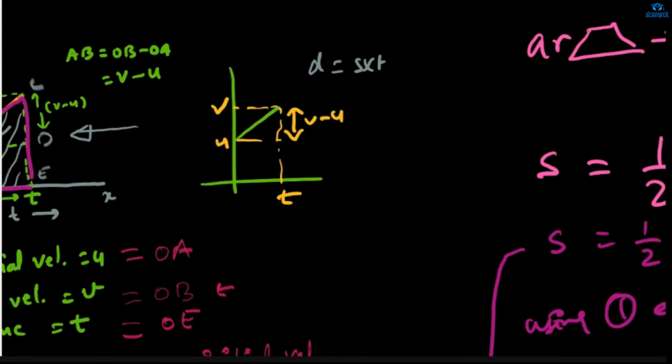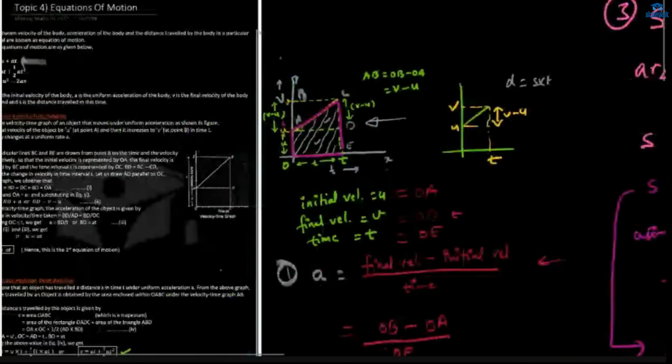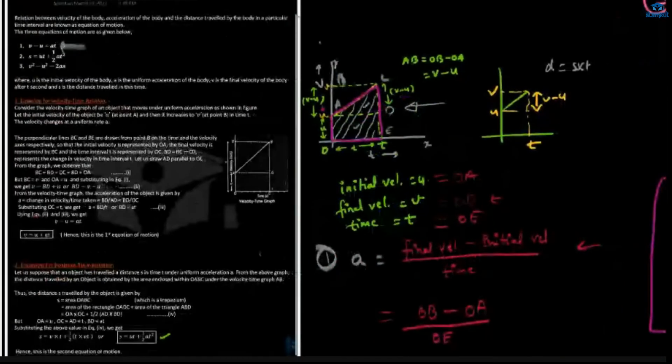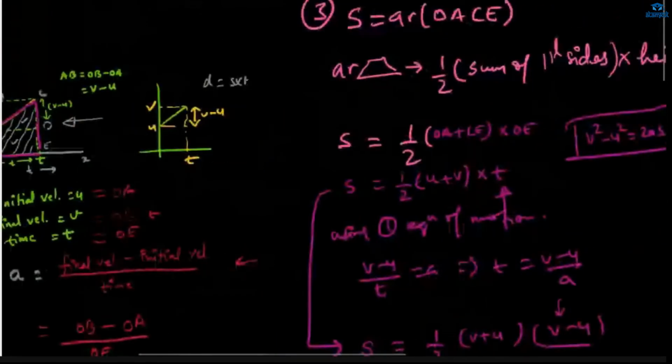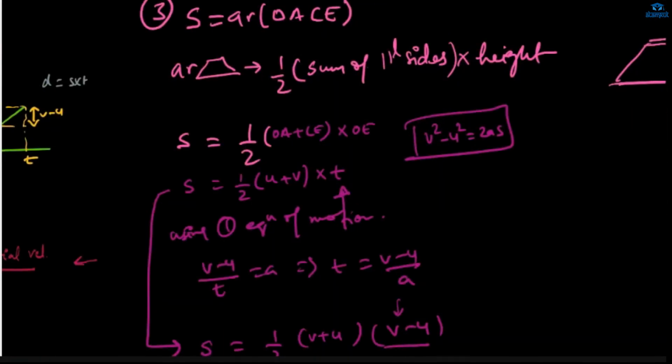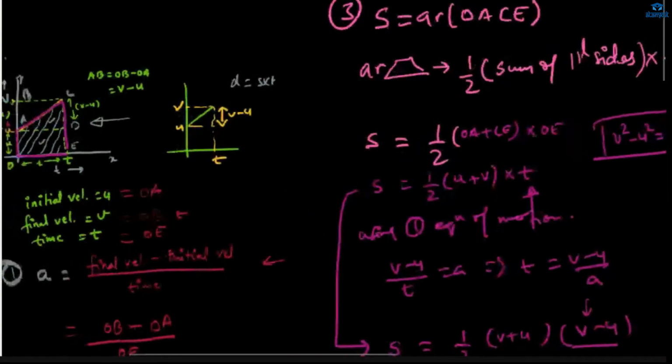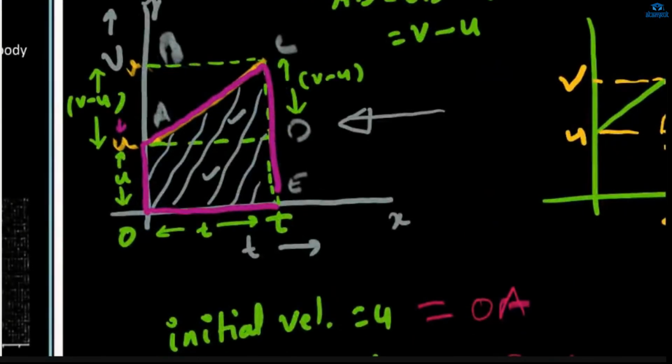Is there anything hard in this? If any one of you is finding anything complicated here, the third equation of motion? What is that? To find the area of trapezium. Area of trapezium is what? Sum of parallel sides into height upon 2. And the parallel sides we know here. What are the parallel sides here? Obviously OA and CE. So you will add them and take half of it, and then multiply by OE.